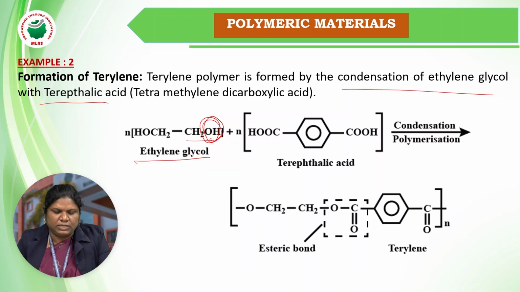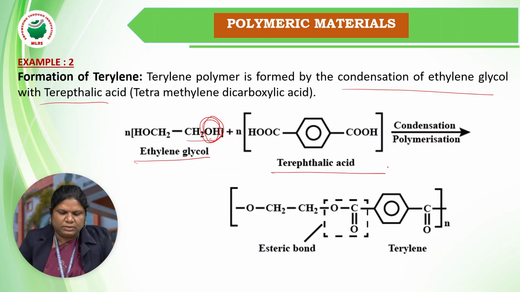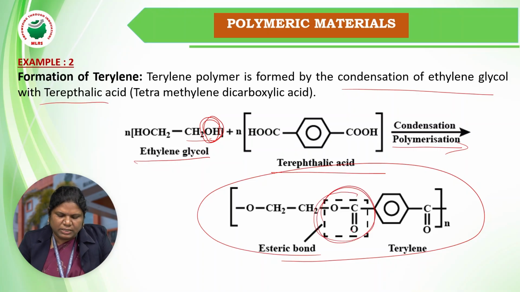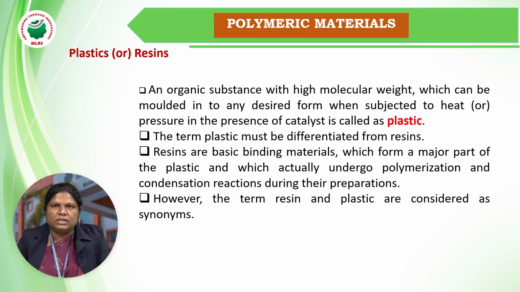N molecules of ethylene glycol will react with terephthalic acid, a dicarboxylic acid. It undergoes the condensation polymerization reaction, and here our terylene will be formed. This is the ester bond. C double bond O is called the ester bond. In this terylene we get the ester bond formation. These are the two examples of condensation polymerization reaction.